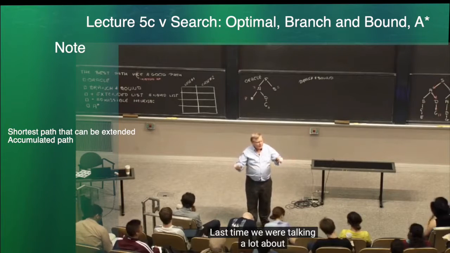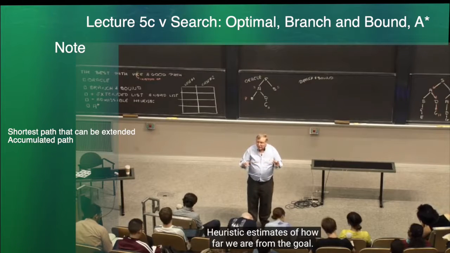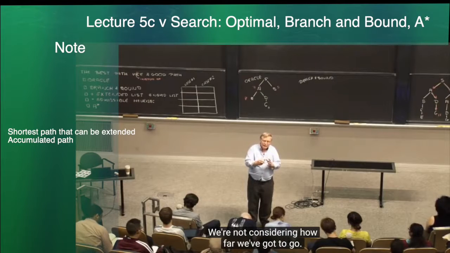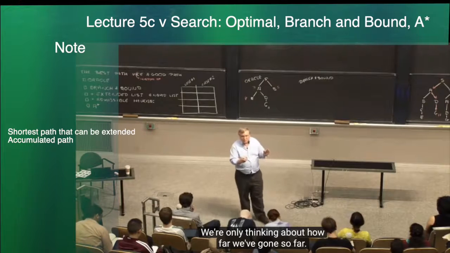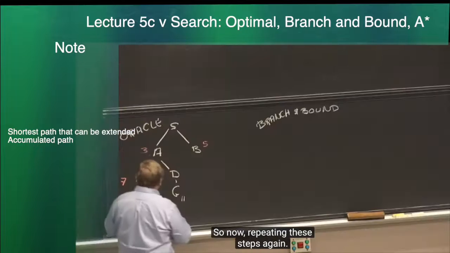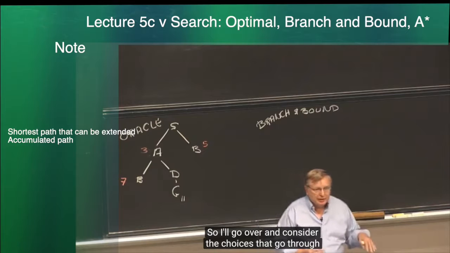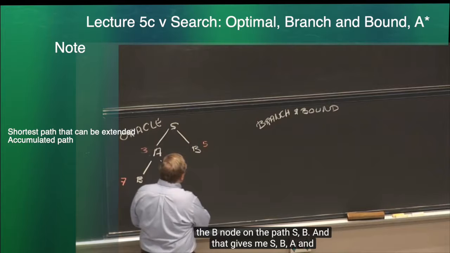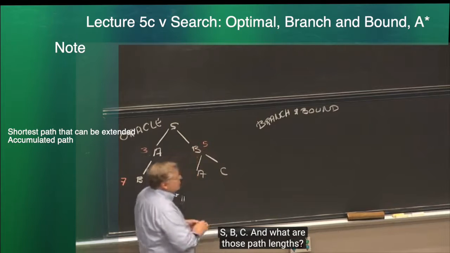Last time we were talking a lot about distances to the goal, heuristic estimates of how far we are from the goal. Now we're doing exactly the opposite. We're not considering how far we've got to go. We're only thinking about how far we've gone so far. So now, repeating these steps again, I've got 7 and 5. So I'll go over and consider the choices that go through the B node on the path SB, and that gives me SBA and SBC.